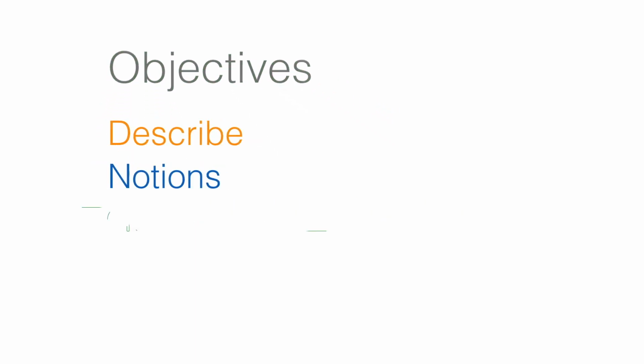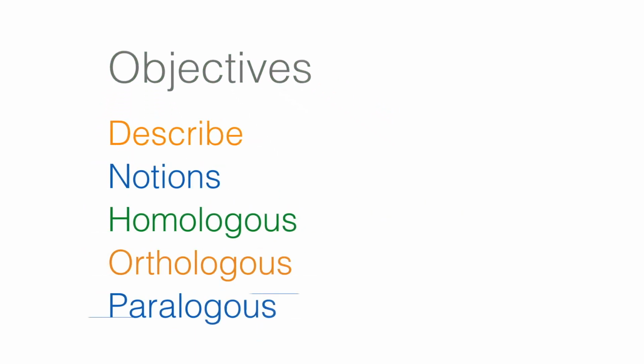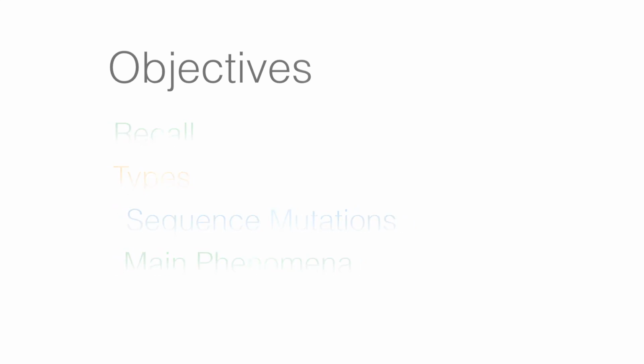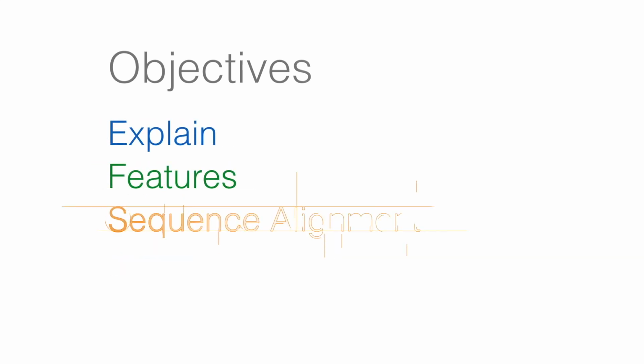Describe the notions of homologous, orthologous, and paralogous sequences. Recall the types of sequence mutations and the main phenomena that produce them, and explain the features of a sequence alignment.